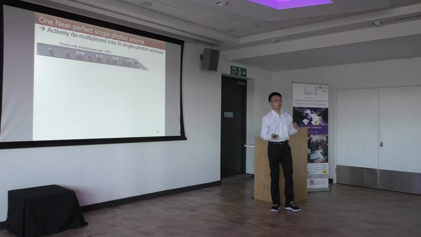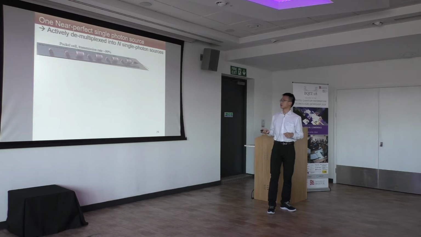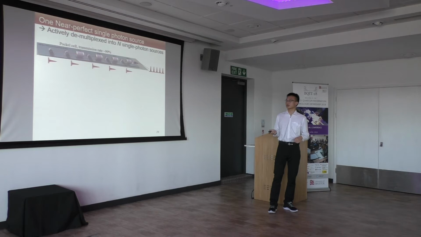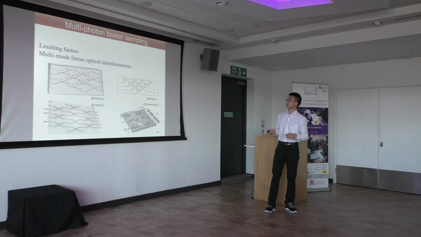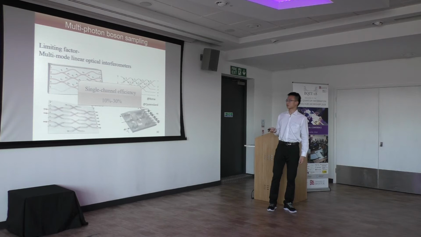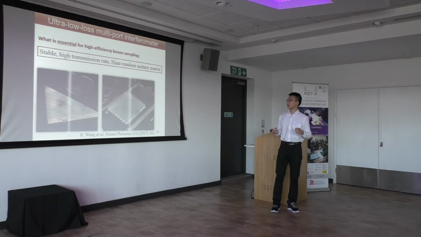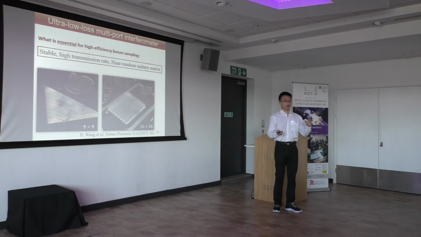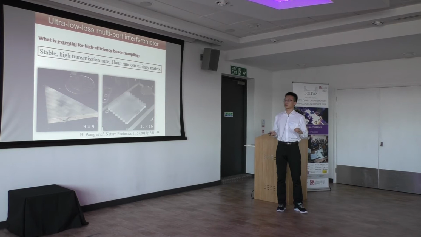sampling. So what we do is we apply the demultiplexing method on it, and we can generate groups of indistinguishable single photons to input them into our interferometer. And another key element in boson sampling is the interferometer. A lot of previous experiments suffer from low efficiency, so it will just be up to 30%. And in our experiment, we designed a new interferometer that looks like this. It is very small and integrated to some extent. And it is very stable, and it has a very high transmission rate, that is 99%.